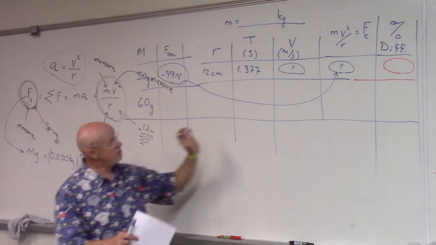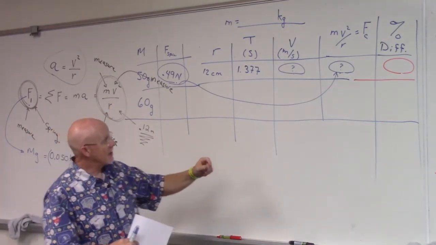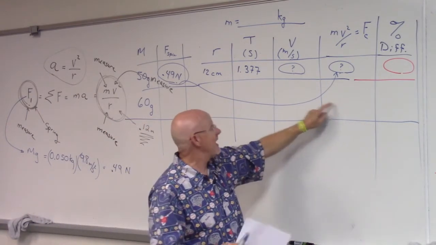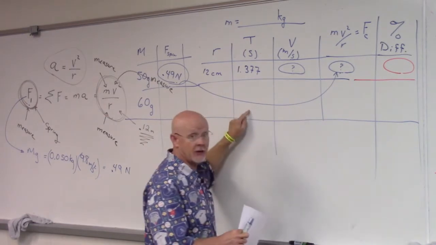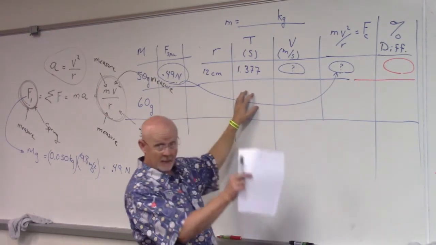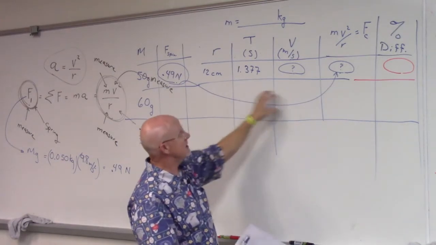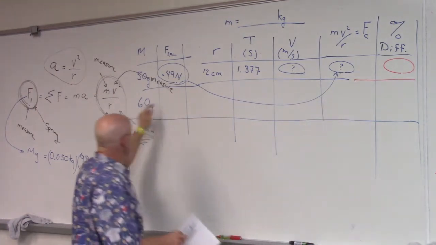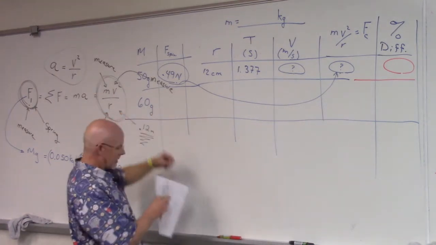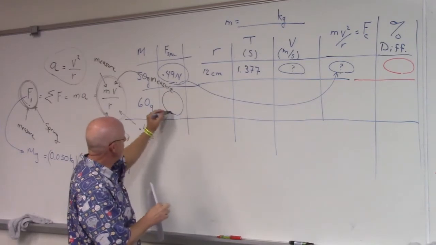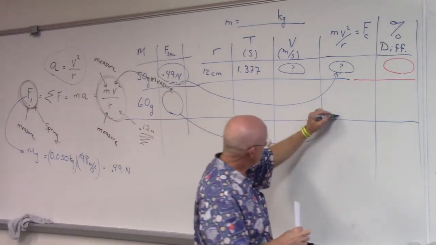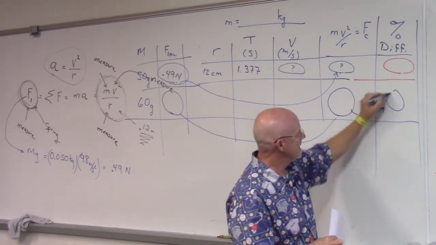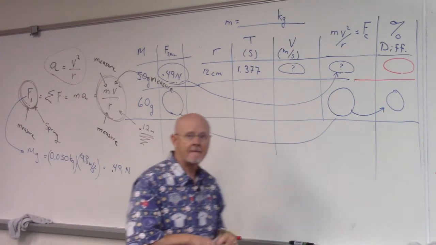Then, of course, we'll spin it, and we will get this mv squared over r. And of course, to get that, you got to get velocity, and to get that, you got to get the period. And so hopefully the period that I'm about to measure will be smaller, meaning it's spinning faster, which means the centripetal force is greater, because this number is greater. But then you'll still compare, how does the force from the spring compare with the force of mv squared over r? That percent difference is going to go right there.